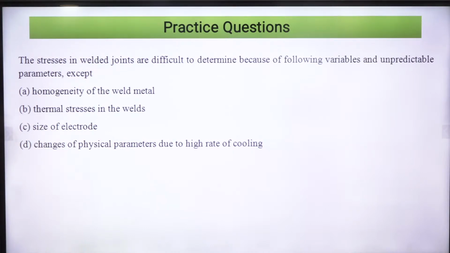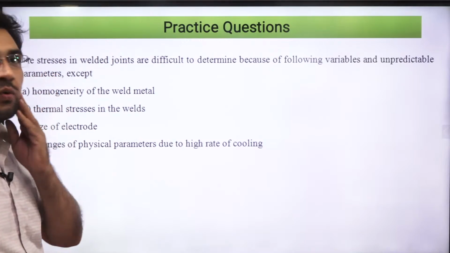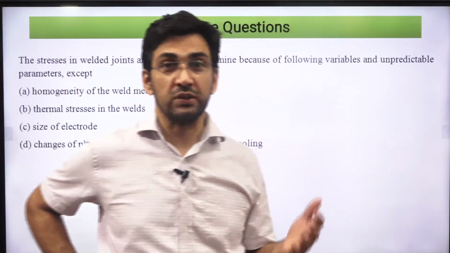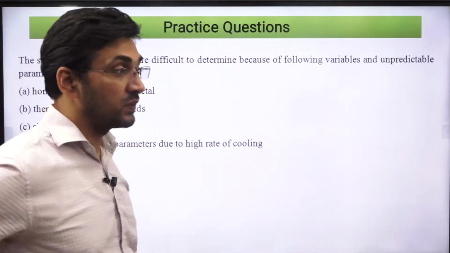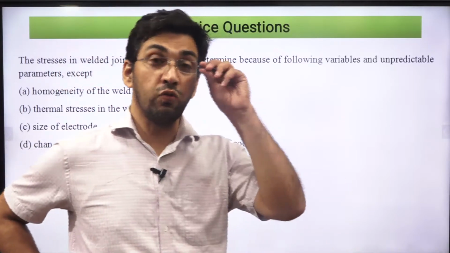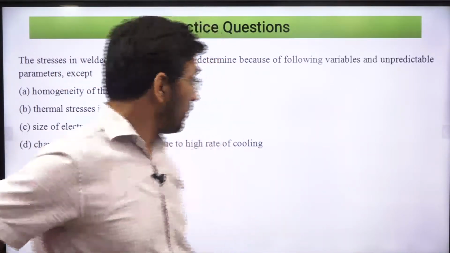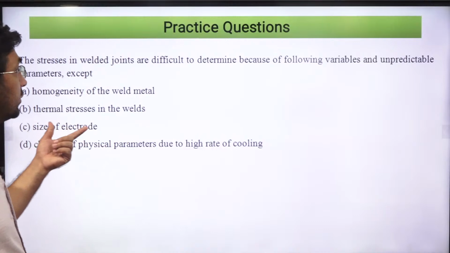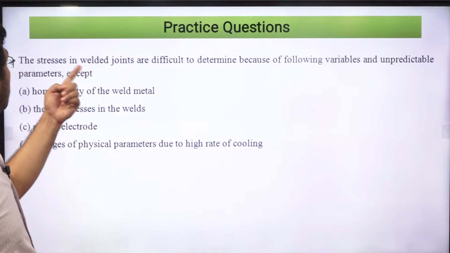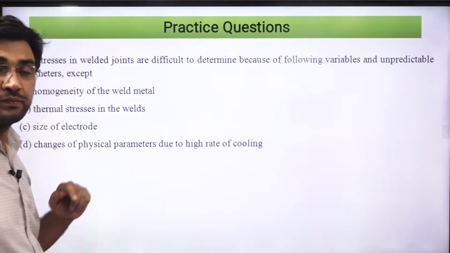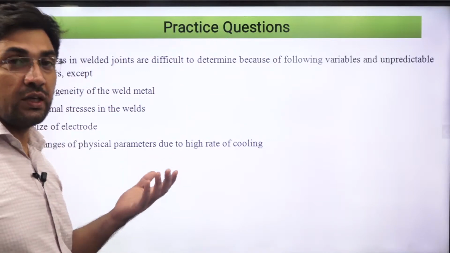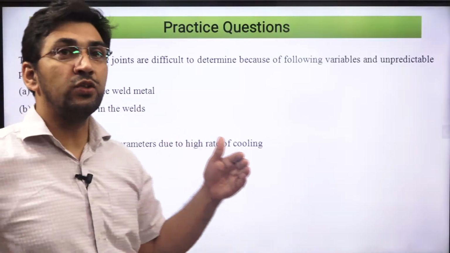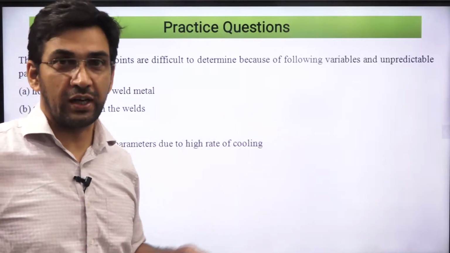Okay, so sometimes there are going to be questions where even if you don't know the other options, you don't have much clarity on all the options, even then you will come to the conclusion. Look for those possibilities in the examination hall, right? So for example, as some of you just answered C, size of the electrode, how is it related to stresses in the welded joints? It looks a little weird that determination of the stresses in the welded joints could somehow be related to the size of the electrode.